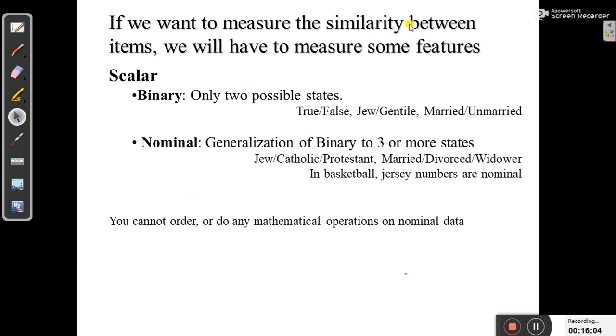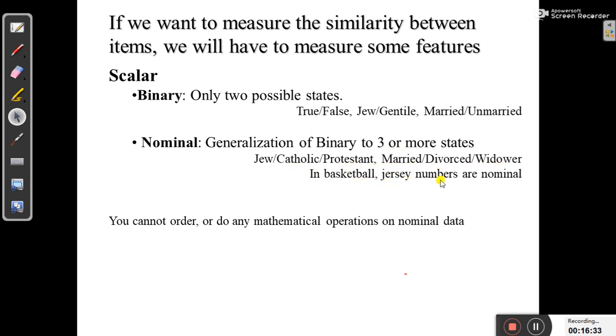If we want to measure the similarity between items, we obviously have to measure some features, just like we talked about in the last video. They might be binary or nominal. Only two possible states are possible in the case of binary: true, false, married, unmarried. Nominal is a generalization of binary to three or more states: Jew, Catholic, Protestant, or married, divorced, widower.